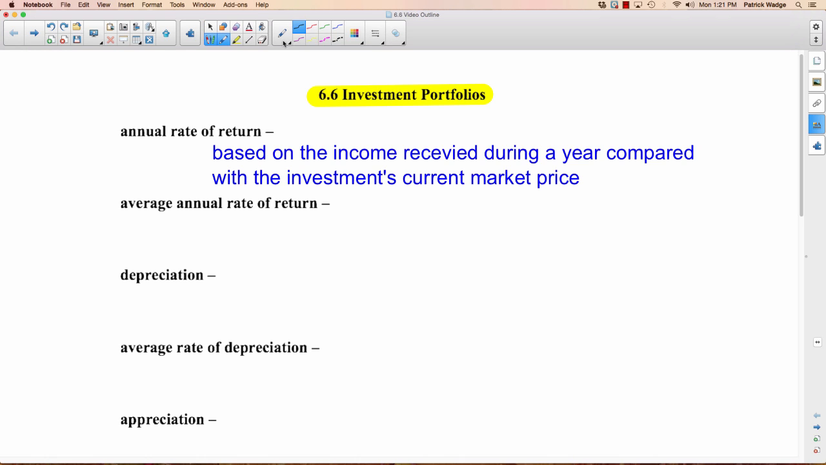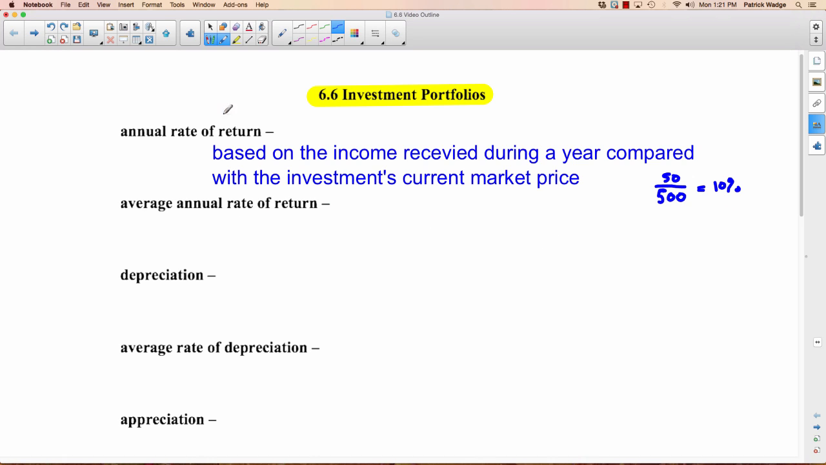So for example, let's say that you could buy a bond for $500. We'll talk about bonds in a second. Let's say you could buy it for $500, and that the annual rate of return, the return you can expect after 1 year is $50. Well, if you divided 50 by 500 and turned it into percent, you'd get 10%. So that means that your annual rate of return on this bond would be 10%, which would be very good indeed.